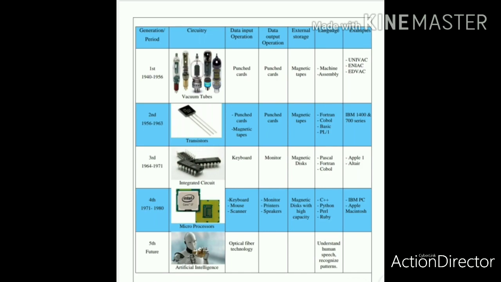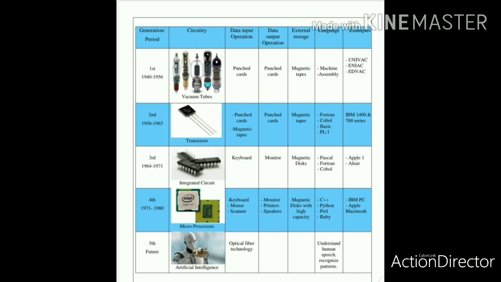Let's study the generations one by one. We will be studying the generations on the basis of circuit which they used, data input operation, data output operation, external storage, language, and we will have an example for each generation. The first generation used vacuum tubes as a circuit. As we can see in the picture, they used vacuum tubes.